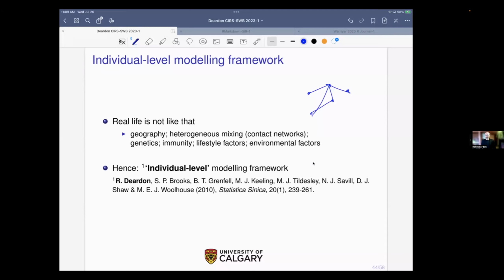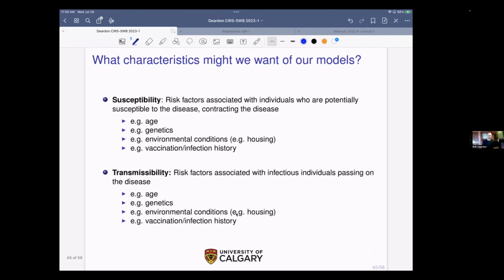Okay, so as part of my postdoc that I did, what feels like 50 odd years ago now, I worked on a modeling framework for these sorts of situations. We called it individual level, other people call it individual based. You can get more details about that framework in this Statistica Sinica paper if you're interested, although there are easier ways of getting into it. But I'll talk briefly about that framework.